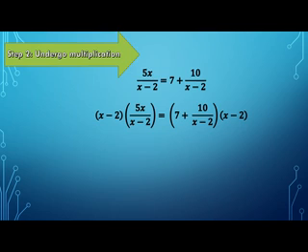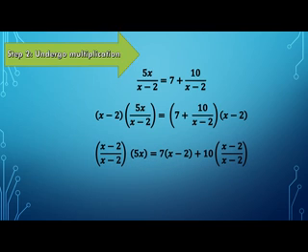So applying a over a is equal to 1, it will become x minus 2 over x minus 2 times 5x is equal to 7 times x minus 2 plus 10 quantity x minus 2 over x minus 2. So simplify, 1 times 5x is equal to 7 quantity x minus 2 plus 10 times 1. In other words, 5x is equal to 7 quantity x minus 2 plus 10.